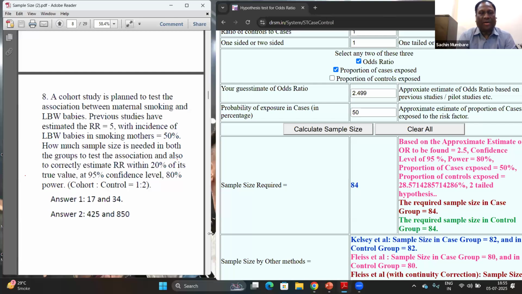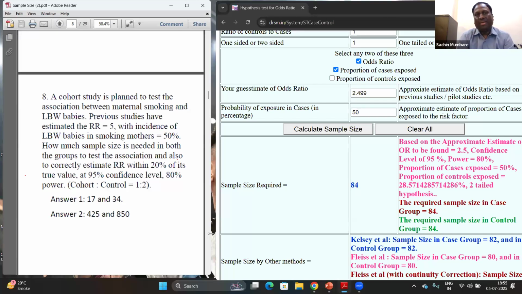What is asked is how much sample size is needed in both the groups to test the association and also to correctly estimate relative risk within 20% of its true value, at 95% confidence level, 80% power, and the ratio of cohort to control is 1:2.